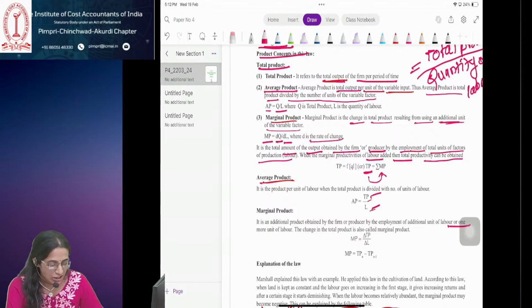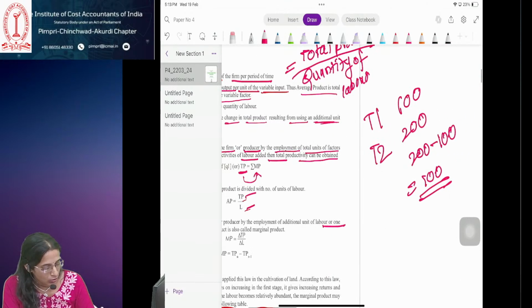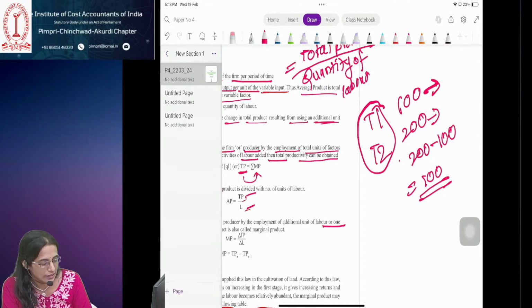Marginal product. Marginal product is the change in the total product resulting from using an additional unit of variable factor. How we saw this: a 100 change in the total product, right? We are considering 200 and 100. This is 200 minus 100, the change in the total units produced, right?